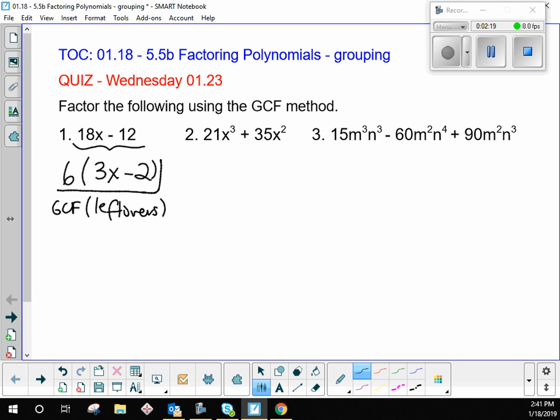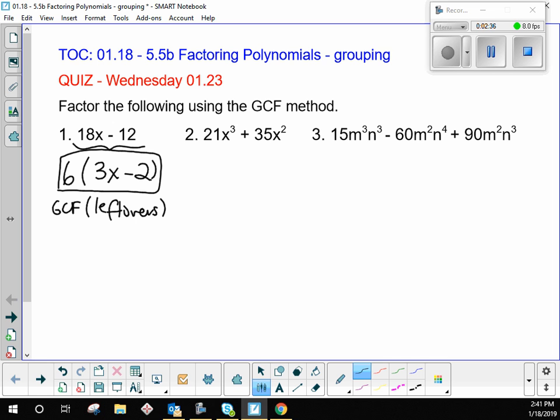Okay, and how could you check yourself here? What's that property called? Distributive, right? So distributive is where you multiply through. Factoring is when you divide through. So factoring is like reverse distributive property.